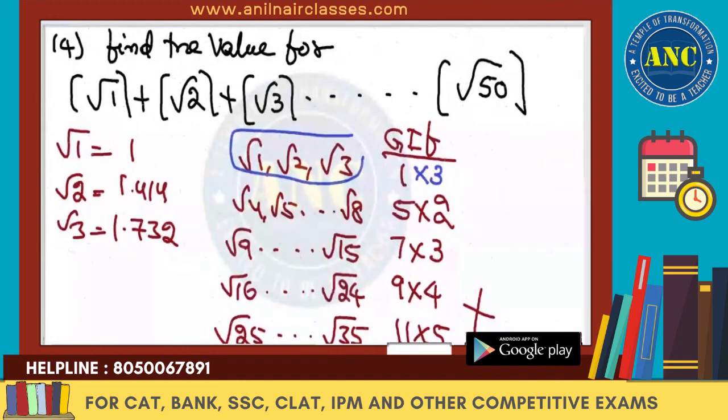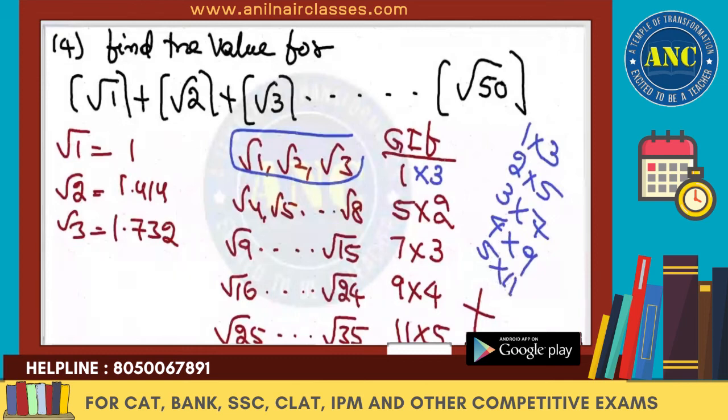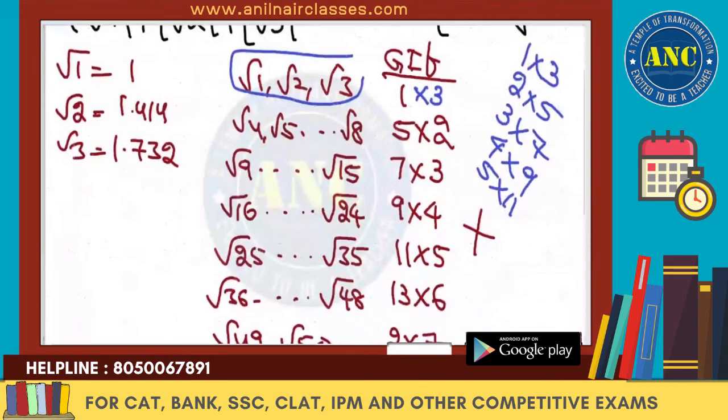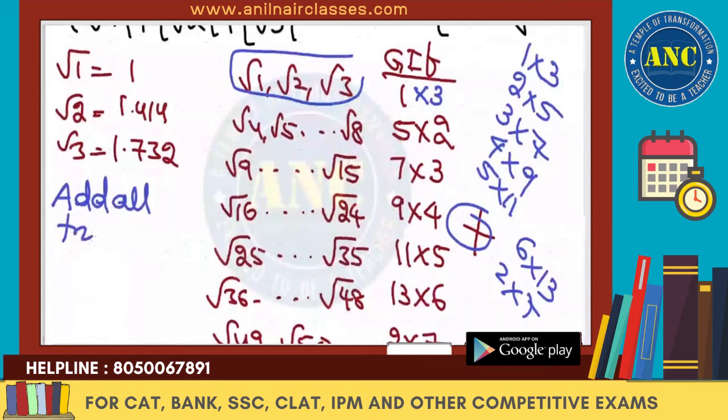Next one, it is 2 into 5. Then 3 into 7. So the pattern is like this. It is 1 into 3. Next it is 2 into 5. Next it is 3 into 7. Next it is 4 into 9. Next it is 5 into 11. Next, if you observe, it is 6 into 13. Next two values, 2 into 7. Add all the values. Whatever answer you get, that itself is the answer.